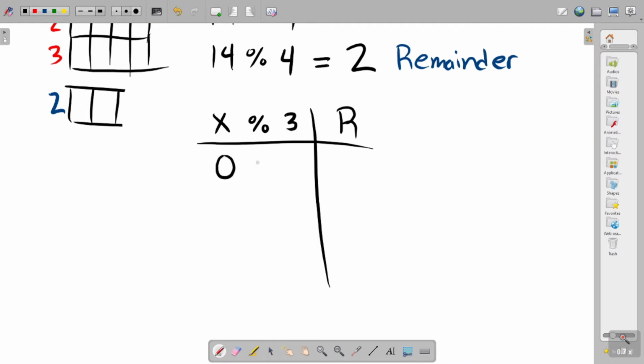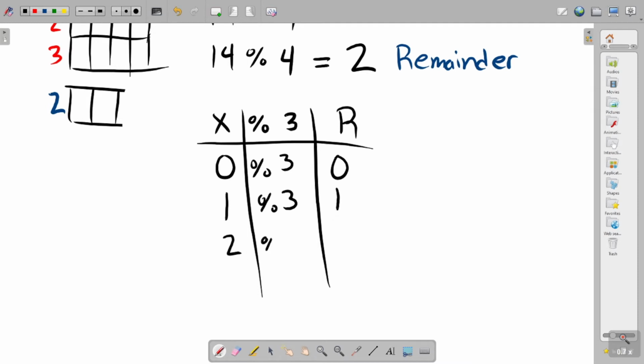So if I took 0 modulo 3, I would get 0. Because 0 divided by 3 is 0, and there's no remainder on top of that, right? If I did 1 modulo 3, it would be 1. If I did 2 modulo 3, it would be 2. And if I did 3 modulo 3, I would get 0.